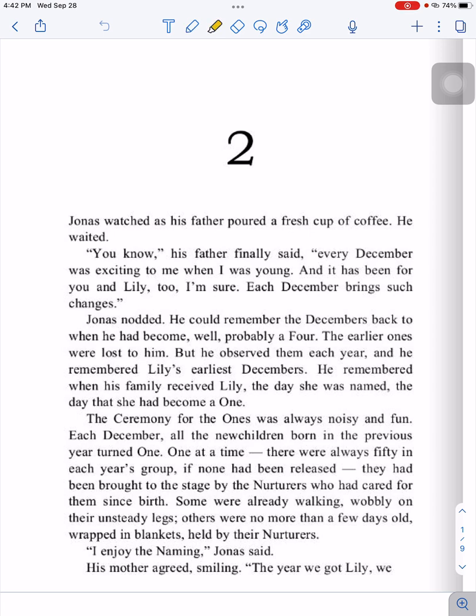Okay, so we see that the families receive the new children on the day they're named, when they become a 1.